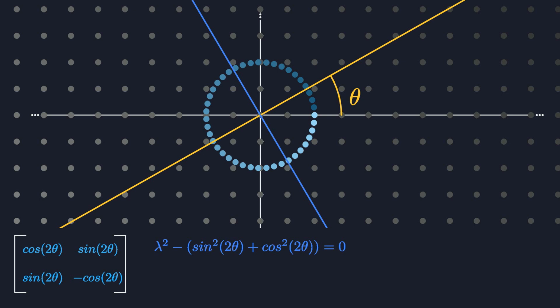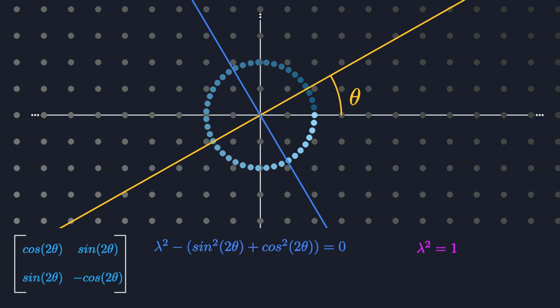The first surprise comes from trigonometry. This expression here simplifies to 1 for any angle theta. The resulting expression no longer contains theta. So the exact direction of the reflection line makes no difference as far as the eigenvalues are concerned.